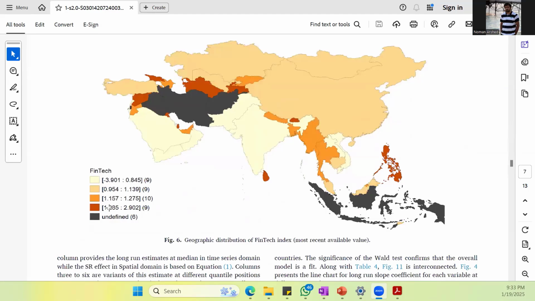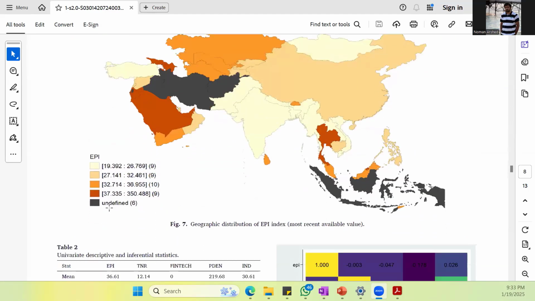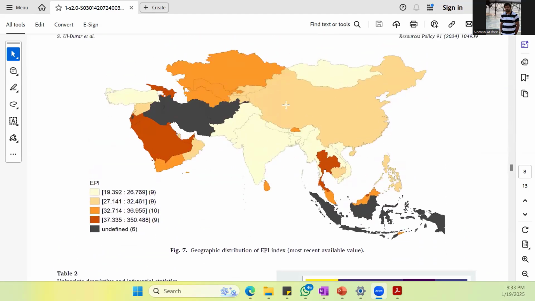And then I used the map to show the colors. This is another way to highlight your methodology. Whenever you make a new index or collect new data, if it is panel data, you present it on the global map.